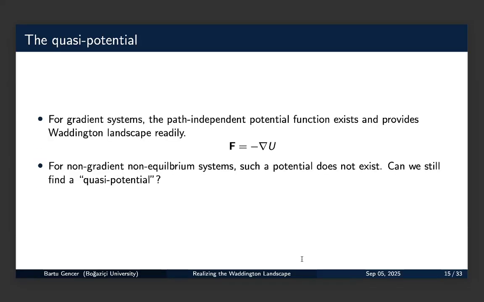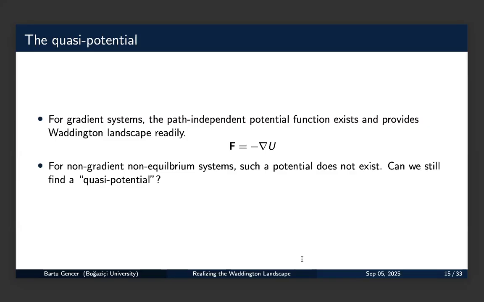And as we have also seen in the example, if the system is gradient, then the potential function exists. It's just the negative gradient of the field that we are taking the gradient of. But most systems are non-gradient, of course. So the idea here is to come up with a quasi-potential that may or may not be useful to us.